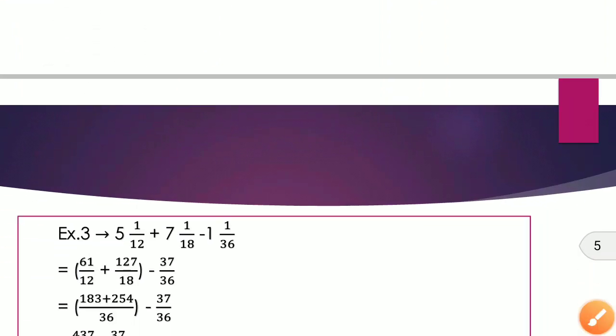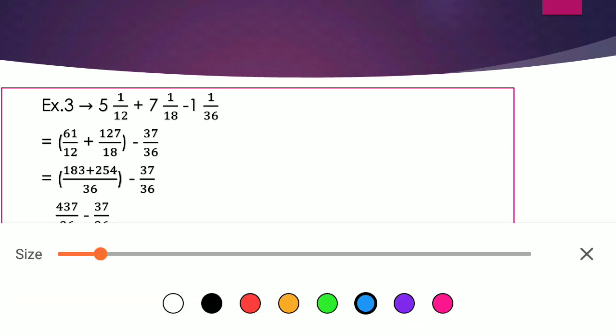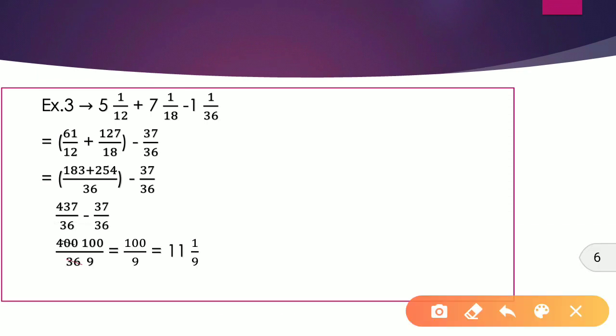Let's understand it by another example. Now this is your example: 5 whole 1 by 12 plus 7 whole 1 by 18 minus 1 whole 1 by 36. In this question, two operations are given, addition and subtraction. So first you have to be clear which rational number you will solve first, the rational number having positive sign or the rational number having negative sign.